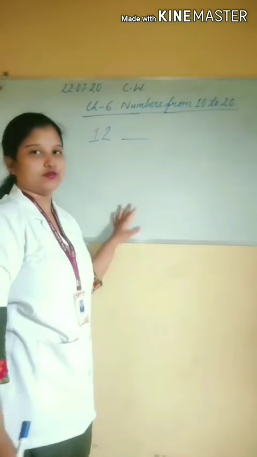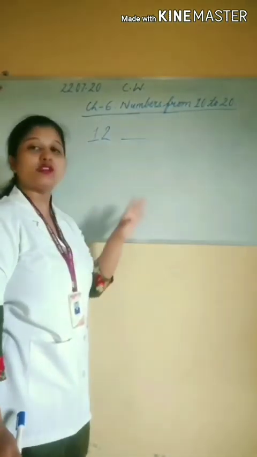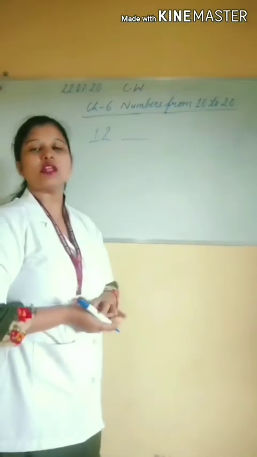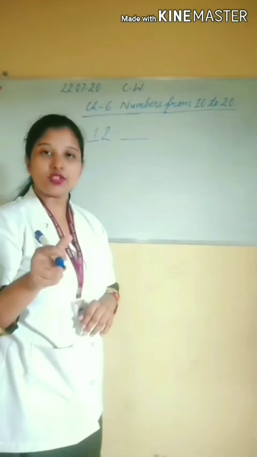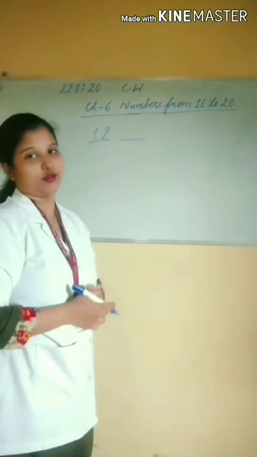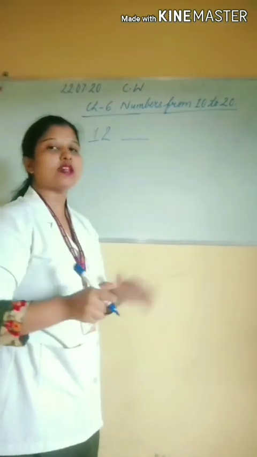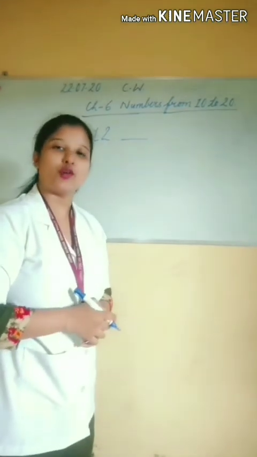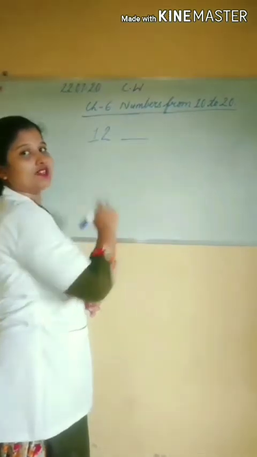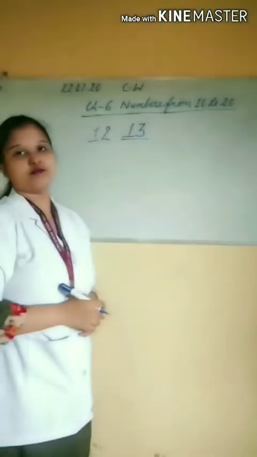Now, what can you see? I have made one blank after the number 12. That means you have to write the number after 12. So, which number comes after 12? Pause the video and try to answer the question because I will write the right answer here. So, pause it, try to give the right answer, then play it and see whether you are right or wrong. So, which number comes after 12? Yes, very good. 13 comes after 12.